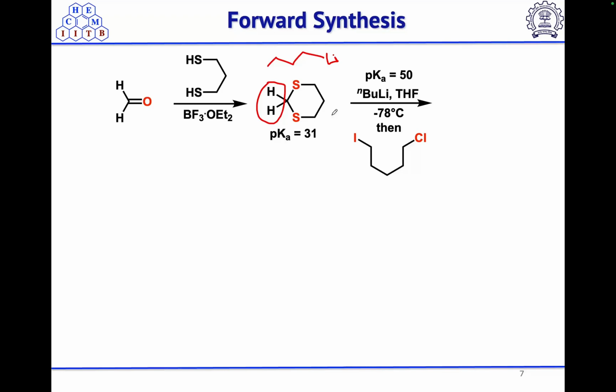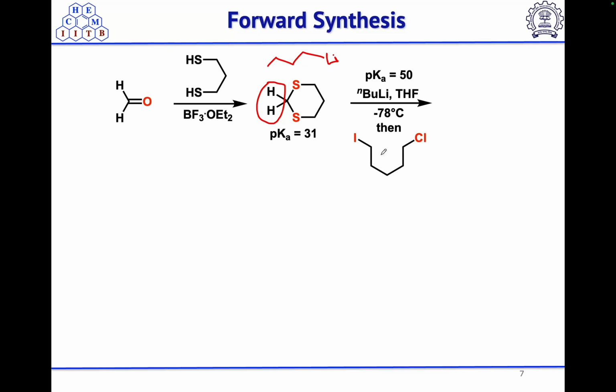First you have to take this 1,3-dithiane in your reaction round bottom flask. Then you have to add n-butyl lithium dropwise, and the temperature you have to maintain at minus 78 degrees centigrade. After complete addition of n-butyl lithium, you have to wait for at least 30 to 40 minutes to generate the carbanion at the center.